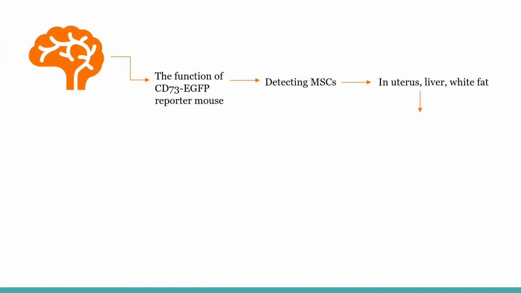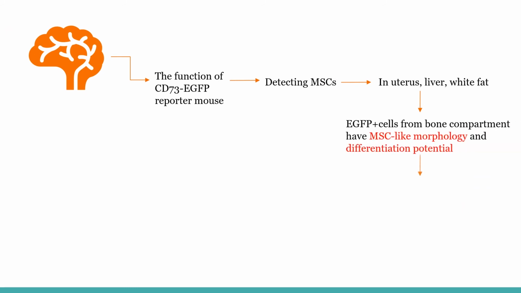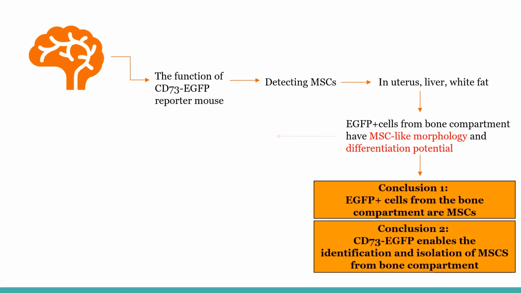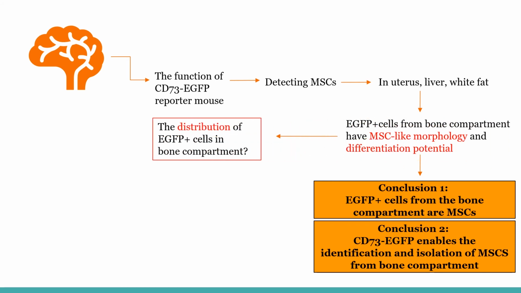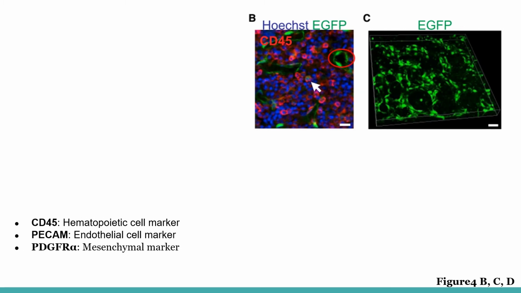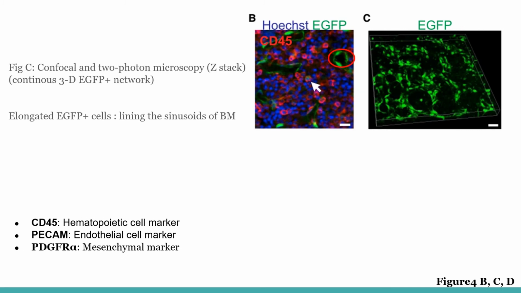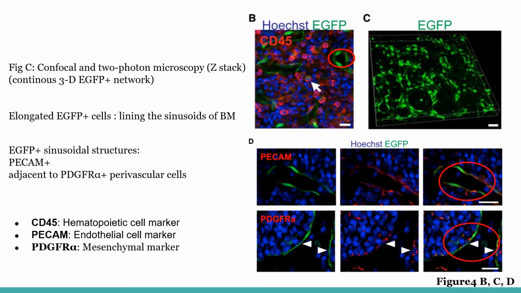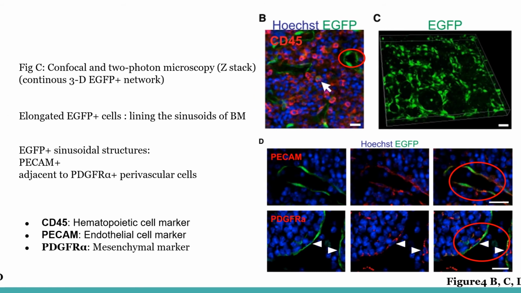So, in conclusion, these cells from the bone compartment, or MSCs, can be identified and isolated by this reporter mouse. But we still don't know the distribution of these cells in bone. So by immunostaining, confocal and two-photon microscopy, we can see that these EGFP positive cells have no hematopoietic nature and have sinusoidal structures. And interestingly, these EGFP positive cells also express endothelial markers, and they are near the mesenchymal perivascular cells.